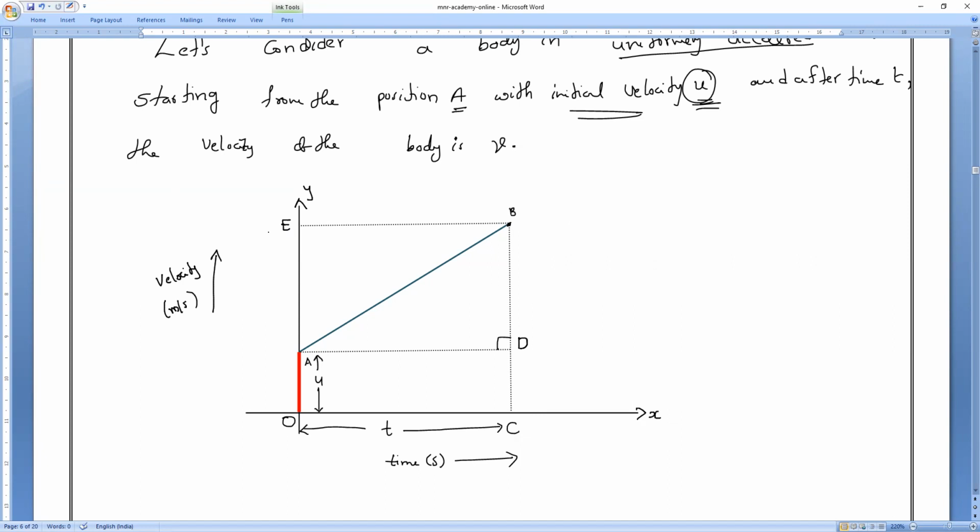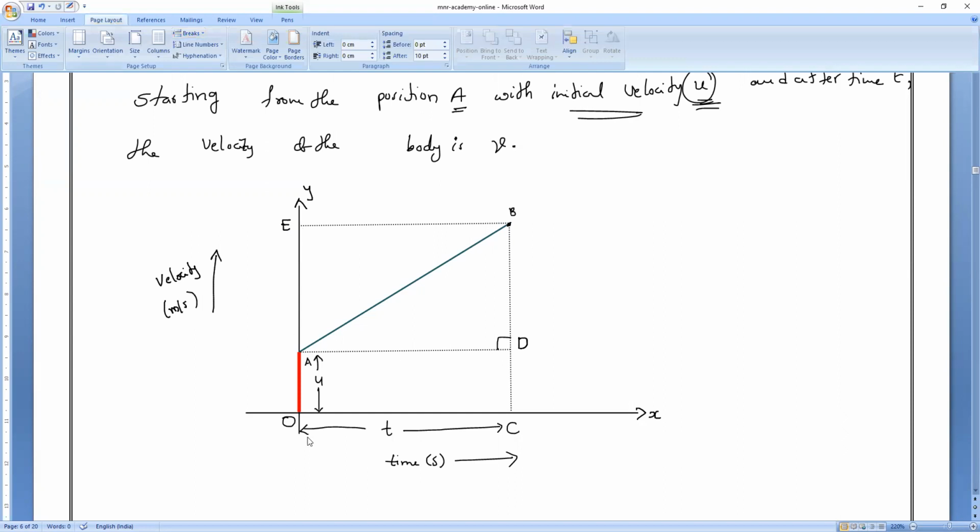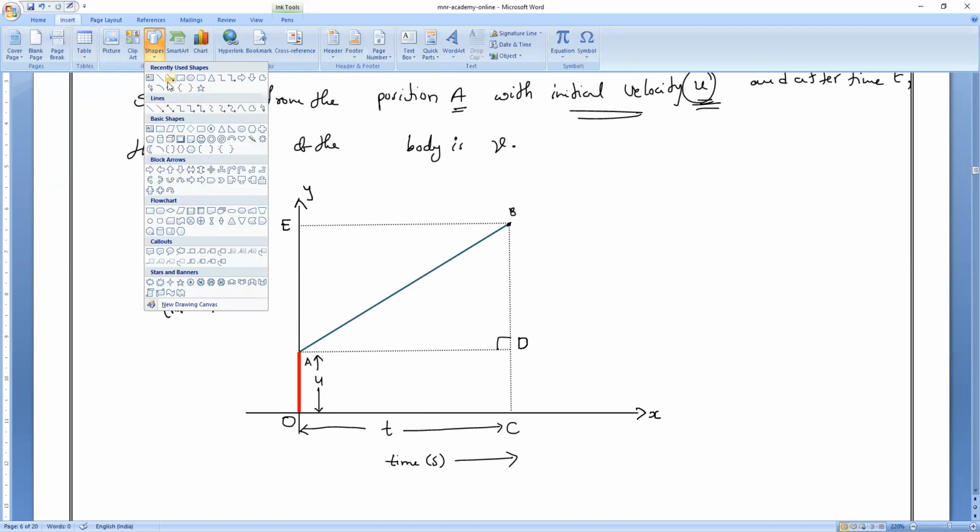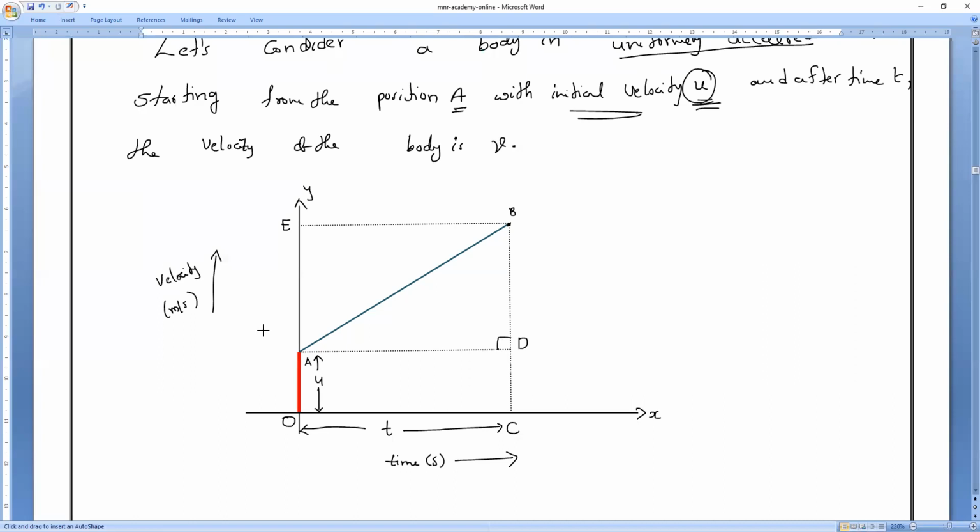Both are parallel, correct? Instead of E, I can say B, or instead of B, I can say E. Yes or no? E is the final velocity. Means from where to where? From O to E is the final velocity. Yes or no? Everybody? O to E is the final velocity. Is it okay, guys?